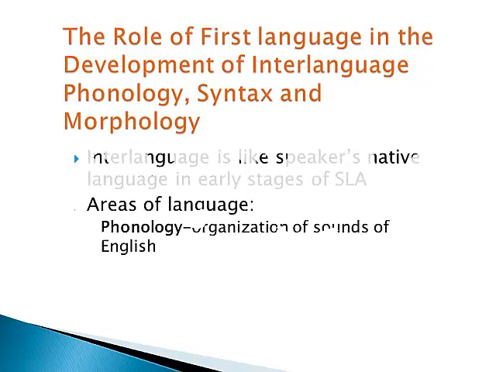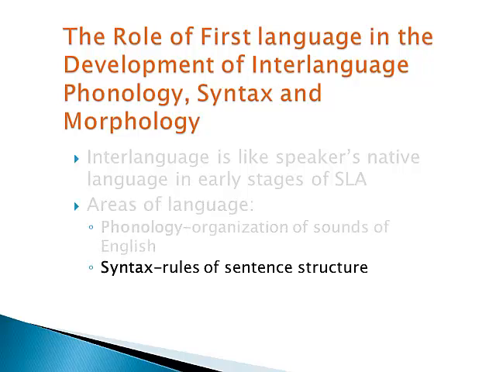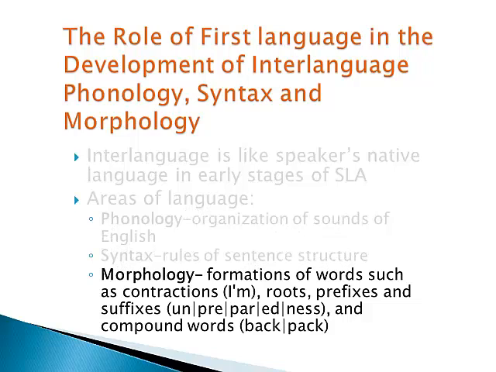This occurs in three major areas of language: phonology, the function, behavior, and organization of the sounds of English as a language; syntax, rules of sentence structure; morphology, the study of forms and formations of words, including inflections and formations of words such as contractions, roots, prefixes, and suffixes, for example unpreparedness; and compound words, for example backpack. Gradually, ELLs learn English-specific rules and stop using the ones transferred from their native language.